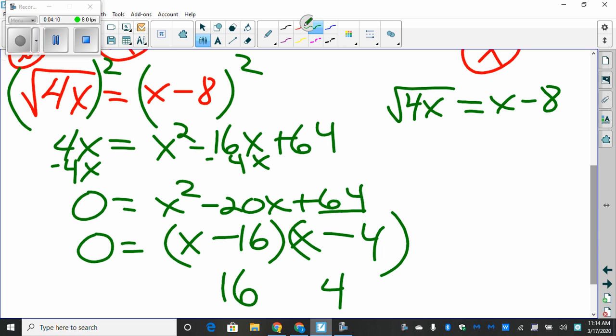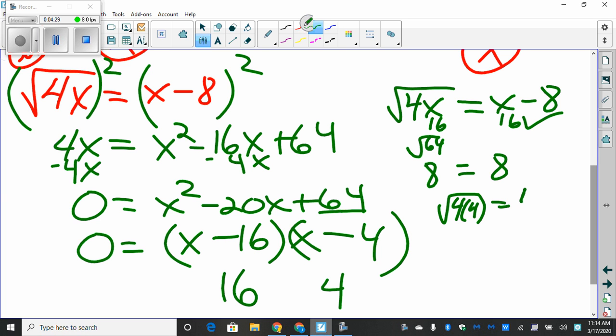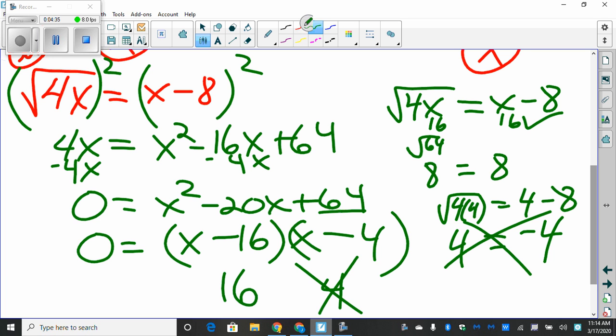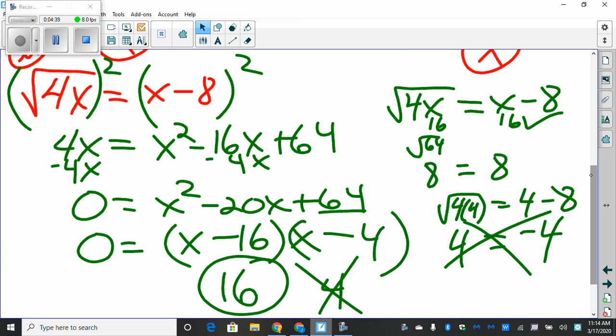Okay, so if I take the 16 and put it in there, I get 4 times 16 is 64. The square root of 64 is 8. 16 minus 8 is also 8. So the 16 worked. But if you put the 4 in there, you get the square root of 4 times 4 equals 4 minus 8. Well, that's 4 equals negative 4. It does not work, so that's an extraneous solution. Therefore, the only solution is 16.